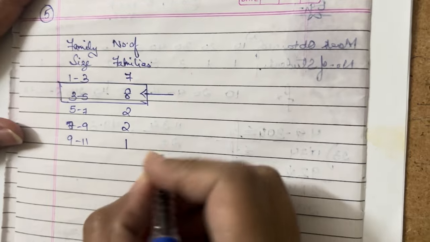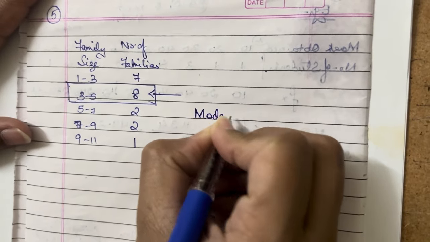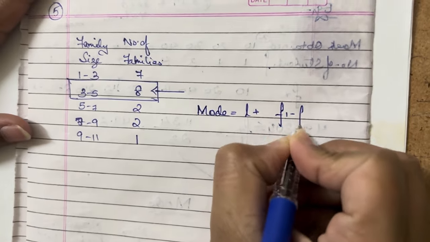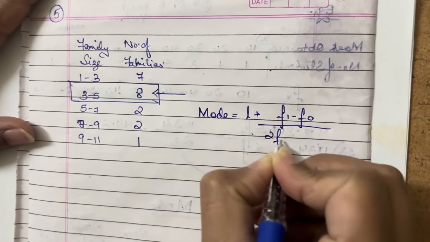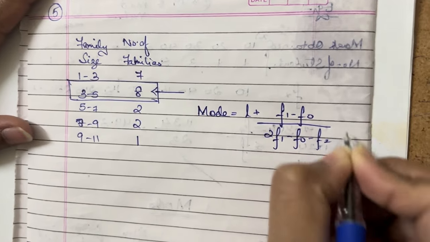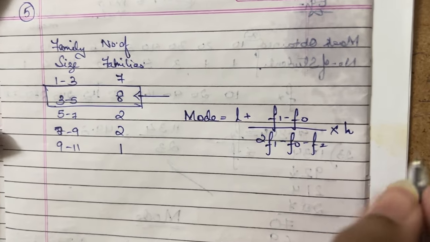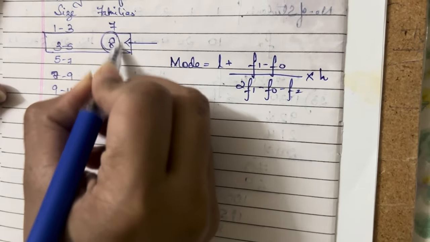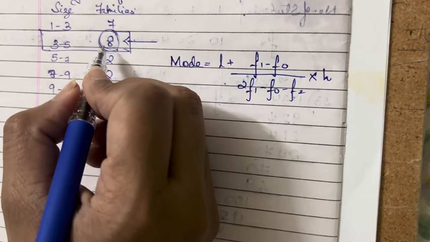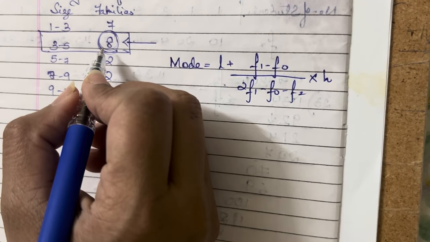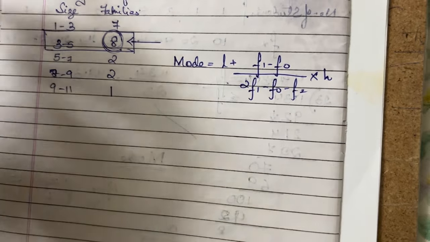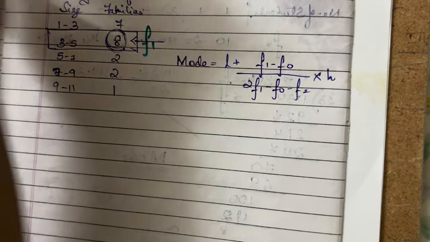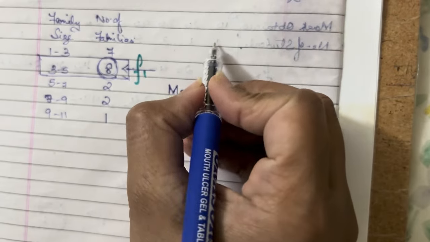The formula goes as mode is equal to L plus F1 minus F0 divided by 2F1 minus F0 minus F2, times H. Now you may say, what is all this you are saying? Then I would show it to you. The place where the highest frequency is, this is considered as my F1 value. This is F1. And if we check the order, what will be the order?